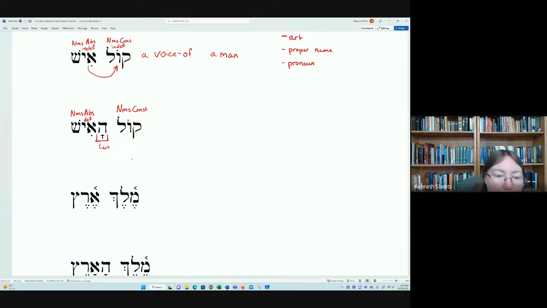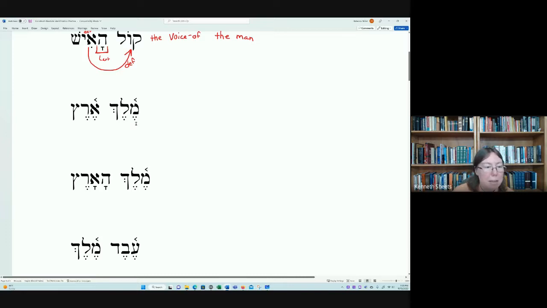So voice of for kol in the construct state, and then ha'ish would be the man. And because ha'ish is definite, that means as well that the construct noun is definite. So this would be the voice of the man.